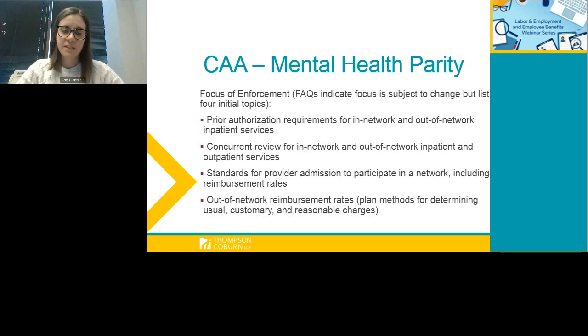So FAQ Part 49 did give some indication of what the agencies were going to be particularly focusing on as they start this process. It included 4 key topics. The first is prior authorization requirements for in-network and out-of-network inpatient services, concurrent review for in-network and out-of-network inpatient and outpatient services, standards for provider admission to participate in a network, including reimbursement rates, and out-of-network reimbursement rates. So looking at the plan's methods for determining usual, customary, and reasonable charges.